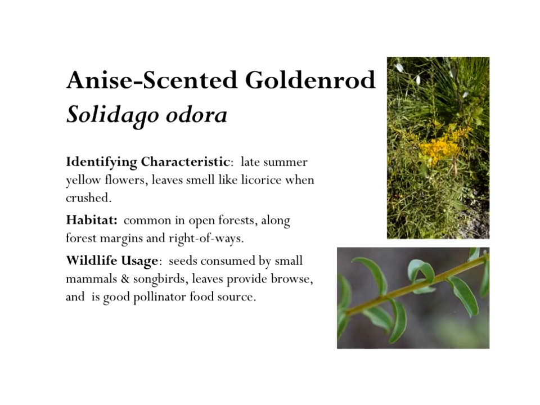Anise-scented goldenrod. This is Solidago odora. It blooms in late summer to early fall. It has bright yellow flowers, and the main identifying characteristic that I always use in identifying this plant is the leaves and the whole plant smell like licorice or anise when you crush it. So that's a very quick identification trick when you're out in the field to figure out if it's this species or not. It's common in open forests, along forest margins, and right-of-ways. So you see it pretty much throughout.